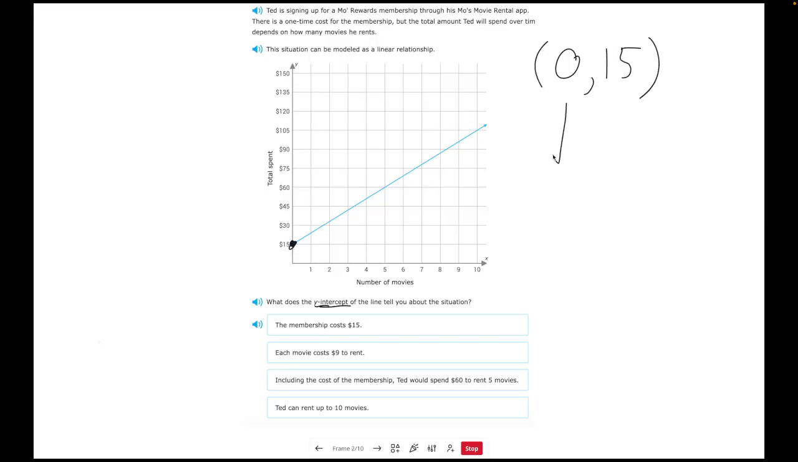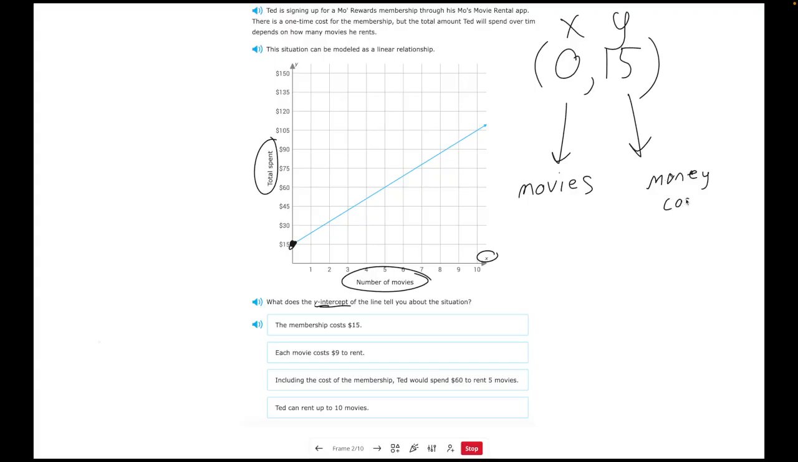And it's really important here that we know what the 0 and the 15 represent, because remember, this is x and then y. So the x's are represented as the number of movies. So this is after 0 movies have been rented, and the y is total spent. So this is money or cost. And so what this is saying is, if we put that in words, 0 movies have been rented, but the cost is $15.